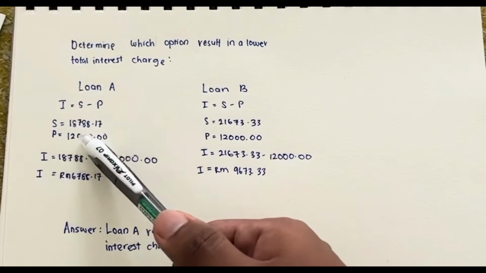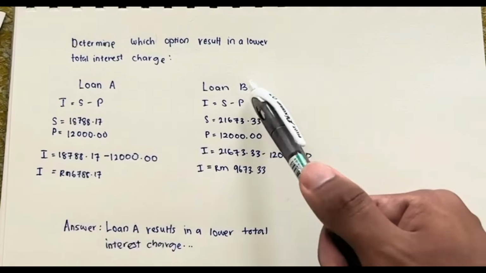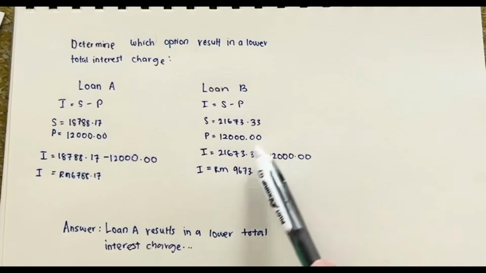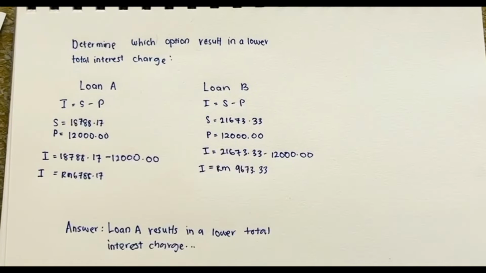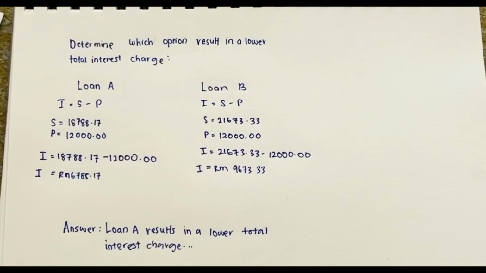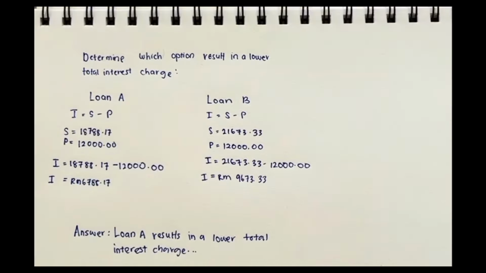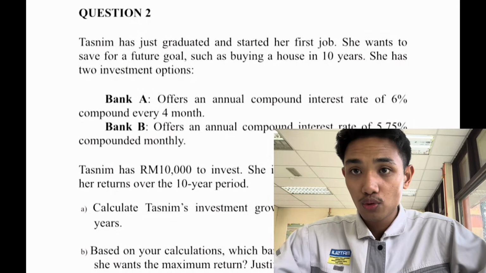Determine which option results in a lower total interest charge. Okay, so for loan A and loan B, we use the formula given, I equals S minus P. So we substitute everything from loan A and loan B, and we can finally get the final answer. The final answer for loan A is RM6,718.70. For loan B, RM9,673.33. So the final answer is loan A has a lower total interest charge.